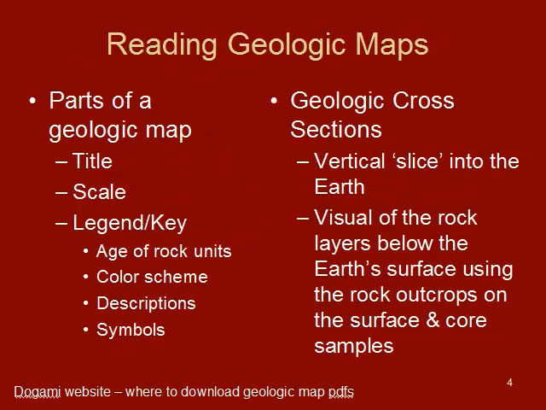So what I want to show you first are some of the parts of a geologic map. I'll walk you through where to get these, so you can download them for free from the DOGAMI website. And those are mostly just for Oregon. I'll show you the title, scale, and then what sorts of things are represented, the age, color schemes, descriptions, symbols, things like that. And then I'll show you some of the geologic cross-sections, which, like I said before, are a vertical slice into the Earth.